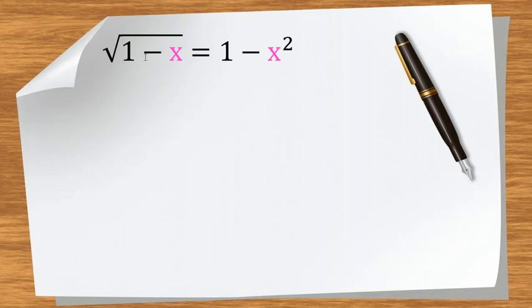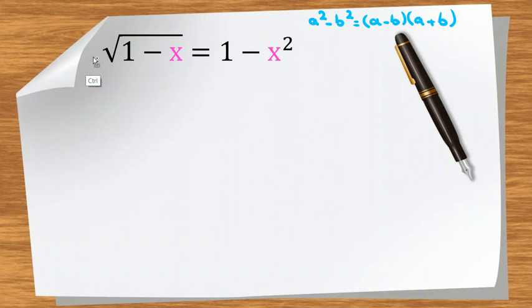Square root of 1 minus x equal to 1 minus x squared. We want to find all possible values of x here. In the first part, we have 1 minus x squared. We use a famous identity that a squared minus b squared equals a minus b times a plus b.